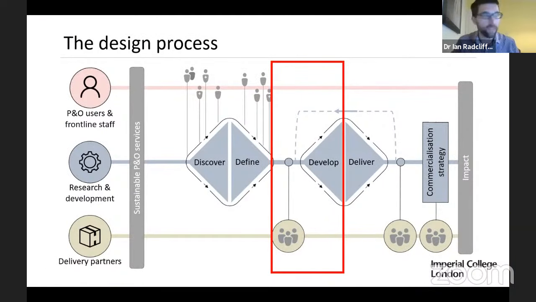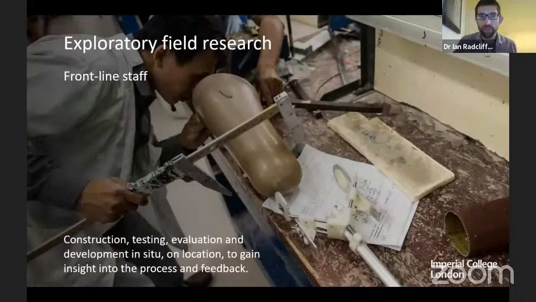And as you can see from the process chart, we're bringing in significant support from our delivery partners to help our research and development team create prototypes and trial new concepts. In our case, we've been working very closely with the P&Os and the technicians at the Cambodian School of Prosthetics and Orthotics. And I'm pretty sure that Cicely is in the audience today.